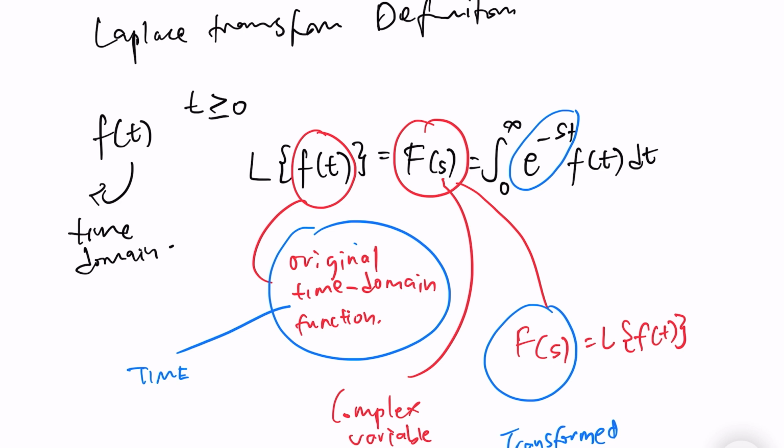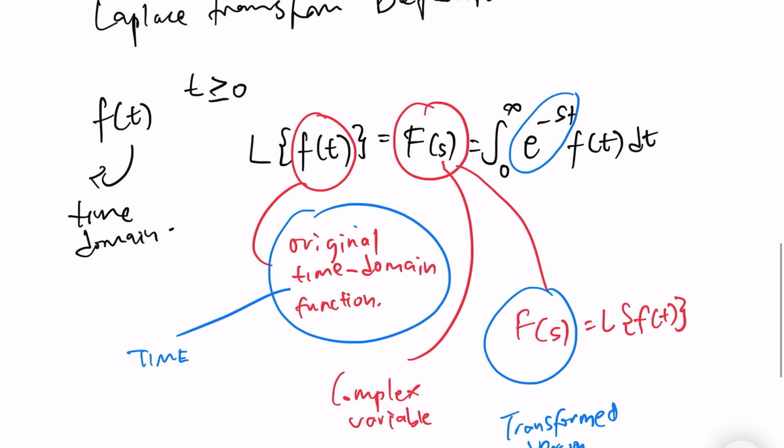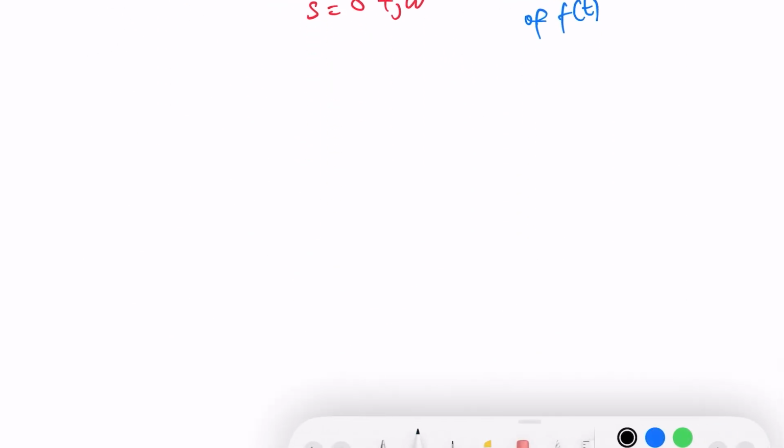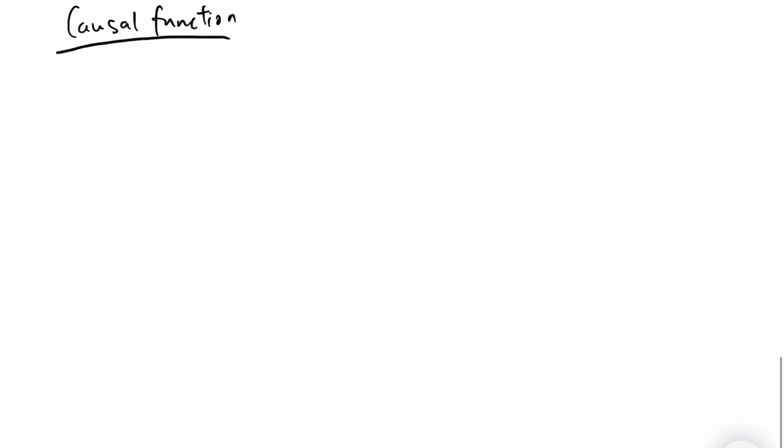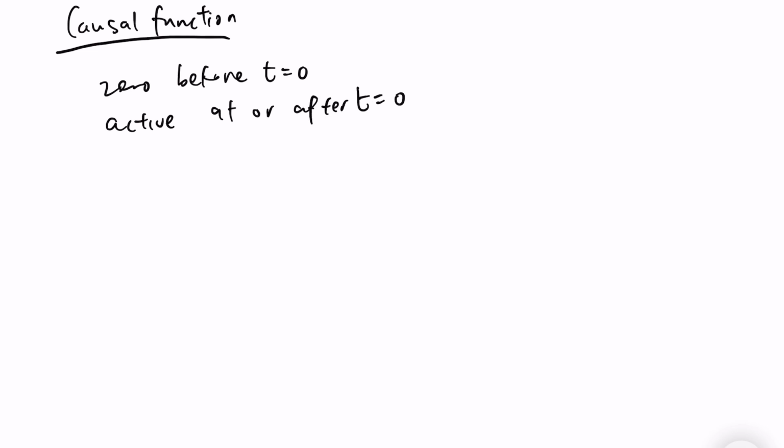So this leads us to the important concept of the causal function. So what is the causal function? Okay, a causal function is a function that is 0 before t equal to 0, and only becomes active at or after t equal to 0.